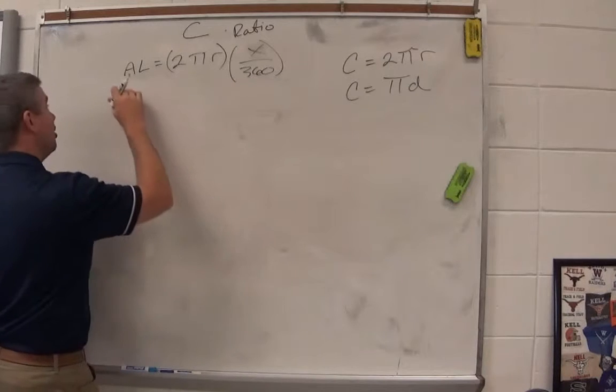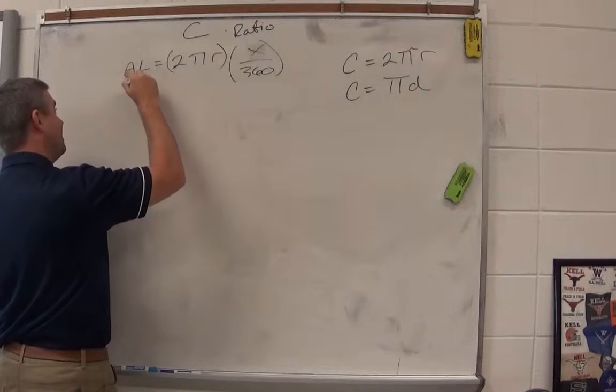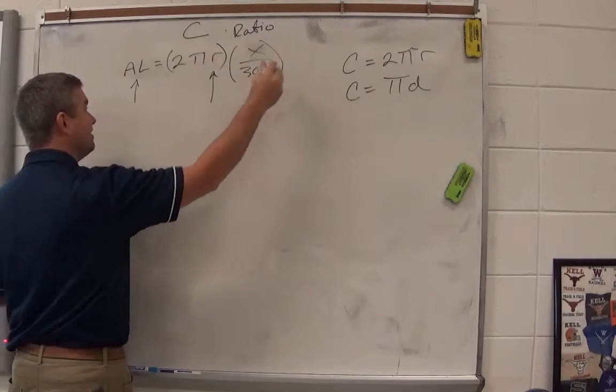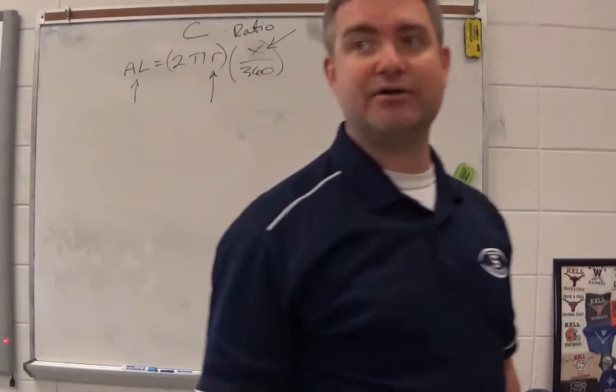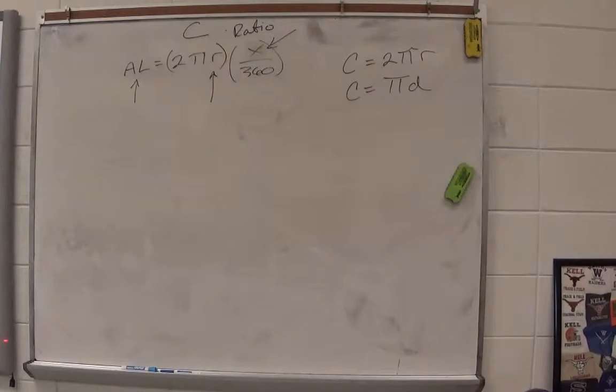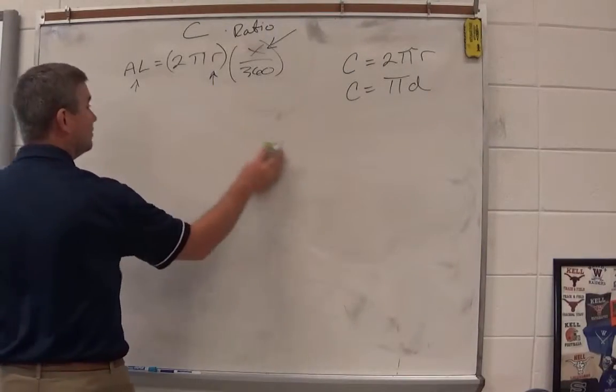Here's your formula. Arc length equals circumference times ratio. I have a missing value here, a missing value here, and a missing value here. There are 3 missing values in that formula, and I'm going to give you 2 out of the 3. Write that down. They're always going to give you 2 out of the 3. They're not going to give you 2 missing values. You wouldn't be able to solve it. The easiest one that I can give you is the radius and the ratio. That's what we're going to start off with.